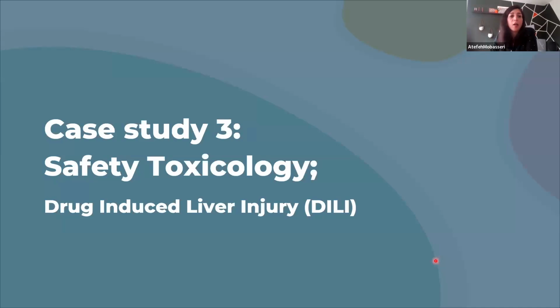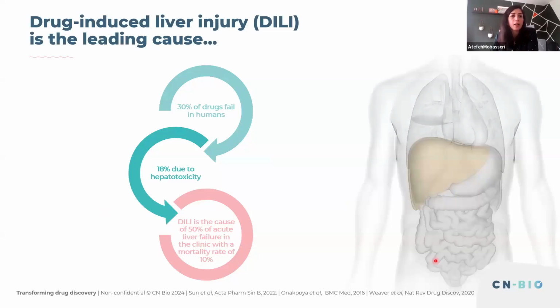Okay, I still have time for the last case study, which is safety and toxicology. For this study, we are mainly focusing on drug-induced liver injury. As I mentioned at the beginning, the failure of drugs in clinical trials is high, and 80% of that is due to hepatotoxicity. DILI is the cause of 50% of acute liver failure, with a mortality rate of 10%. It is a serious condition.